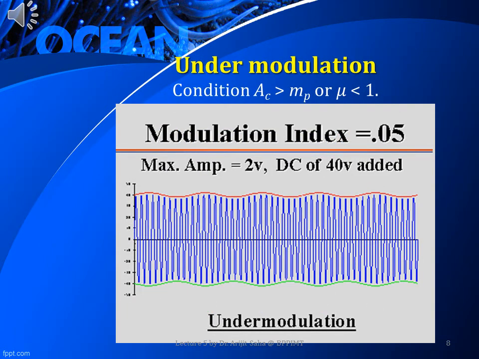Now we want to show the under modulation case. The condition for under modulation is A_c greater than m_p, or μ less than 1. It can be any value. Here we have added an example with modulation index equal to 0.05, where the maximum amplitude is 2 volt, DC of 40 volt is added, and the waveform is shown.